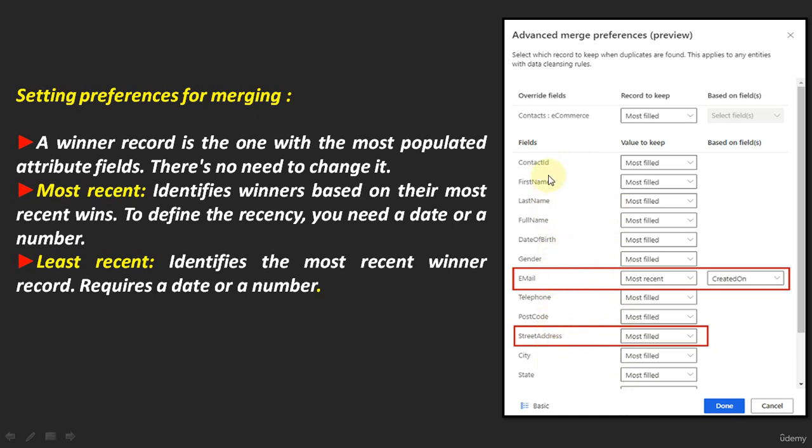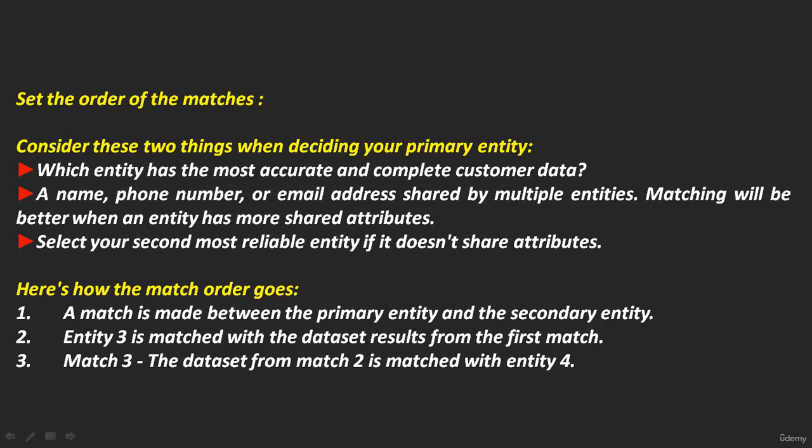This is a sample image which I have pasted here. In the advanced merge preferences, you can check out the overview fields, record to keep, and based on fields, so you can understand. You can also check out the email and address changing process, the recording process also, we can check here. So the next one is we need to talk about setting the order of the matches.